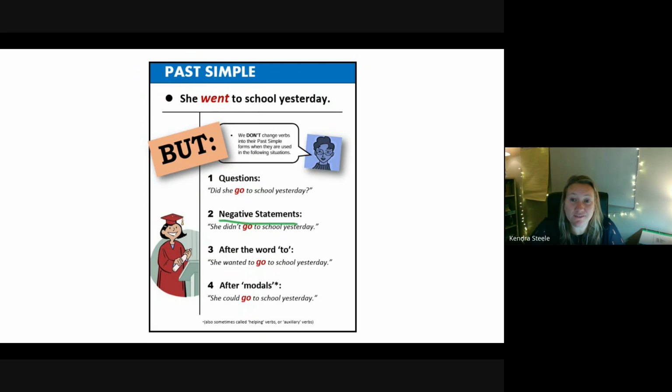If you're making a negative statement, similarly, she didn't, did not. Did is in the past tense. So you're already in the past, so this verb you leave alone. She didn't, did not go to school yesterday. Anytime a verb comes after the word to, T-O, you do not change it. She wanted, that's already in the past tense. She wanted to go to school yesterday.